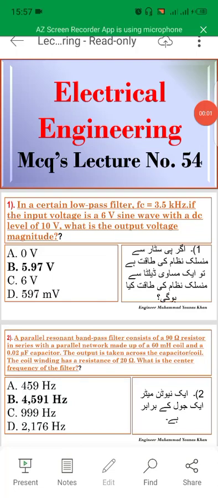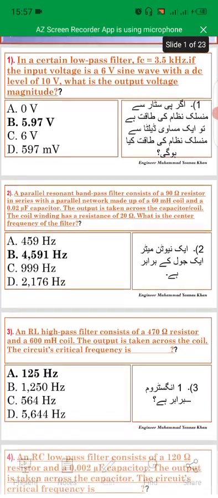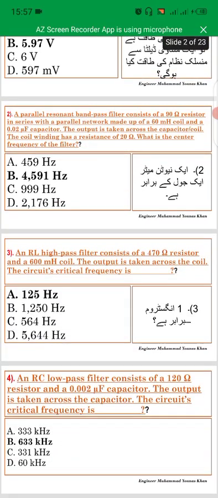In a certain low pass filter, Fc is equal to 3.5 kHz. If the input voltage is a 6 volt sine wave with a DC level of 10 volt, what is the output voltage magnitude? 5.797.